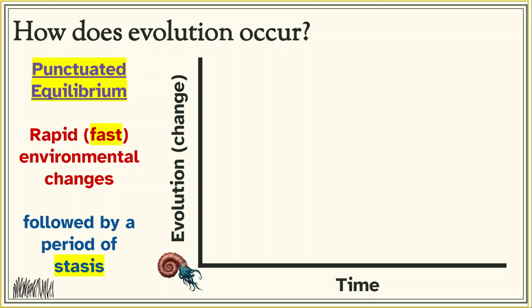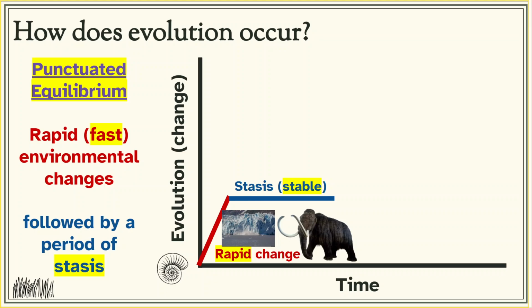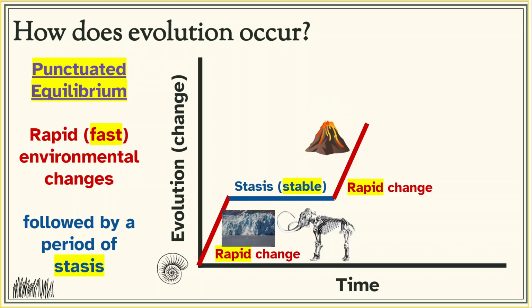So you're going to see in the graph right now, we start with our little shell. It goes fast because there's a rapid change. That was the ice age in our example. Then the mammoth comes along. It stays the same for a very long time. That mammoth is alive for thousands of years. That's our stasis.